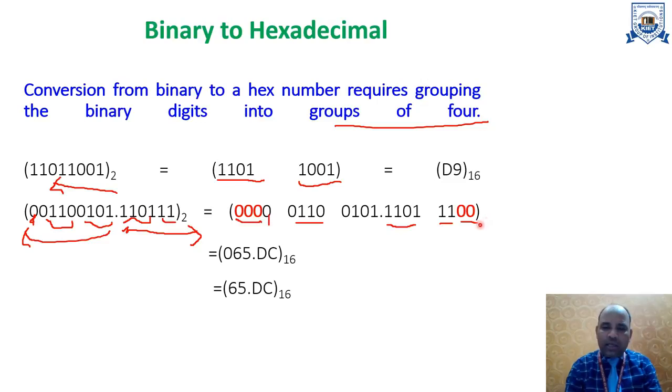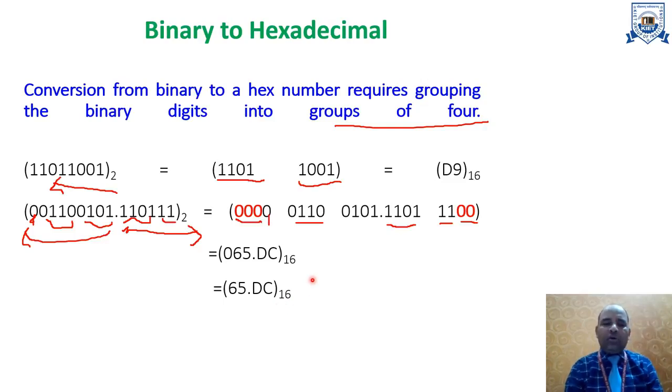And now it is 1 2, both are 0, then 4, then 8. So 8 plus 4 is equal to 12. 12 is C in case of hexadecimal. So now we can further write 065.DC as equivalent to 65.DC, which is on base 16.